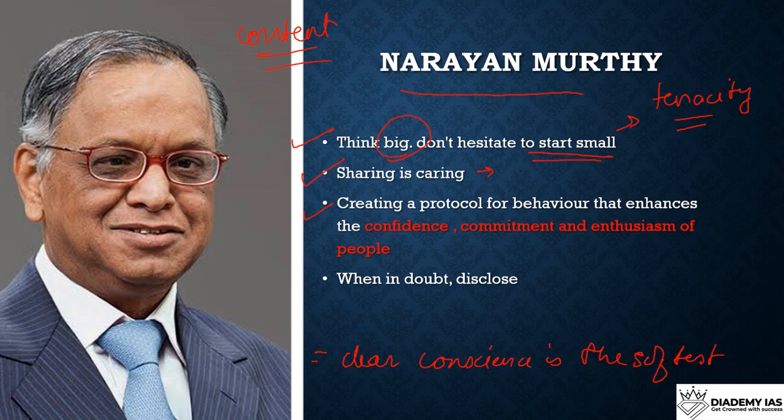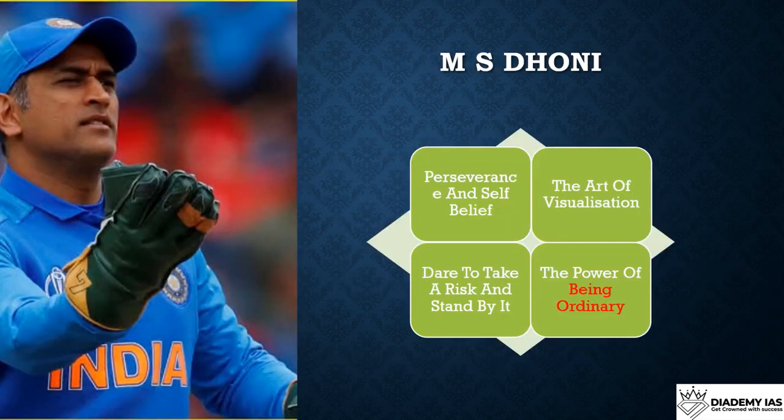Okay, one of the best things is: when in doubt, disclose. So basically what he did was promote transparency. He promoted probity. So this is how we can use lessons from the lives of these people in ethics. Okay, so following corporate ethics, transparency, sharing is caring, taking small steps, dedication to service, and so on. Okay, this is what we can learn from Mr. Narayan Murthy.